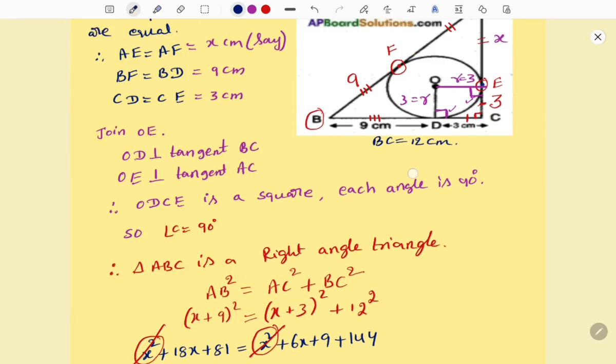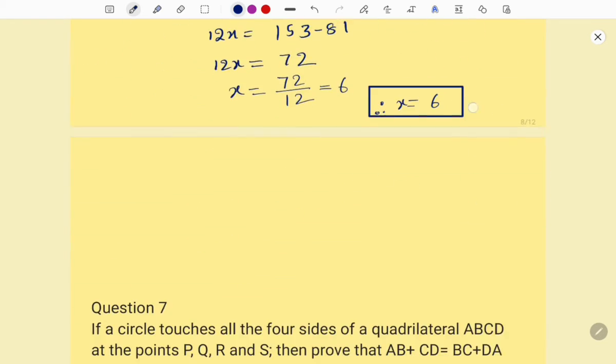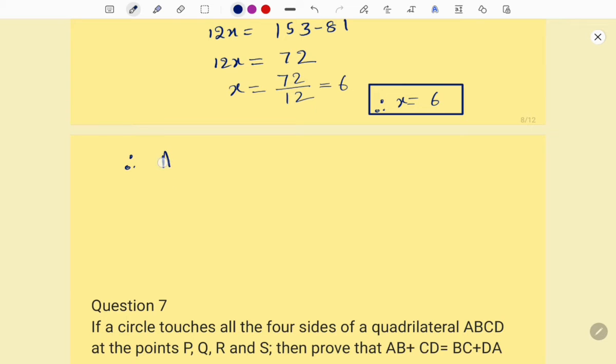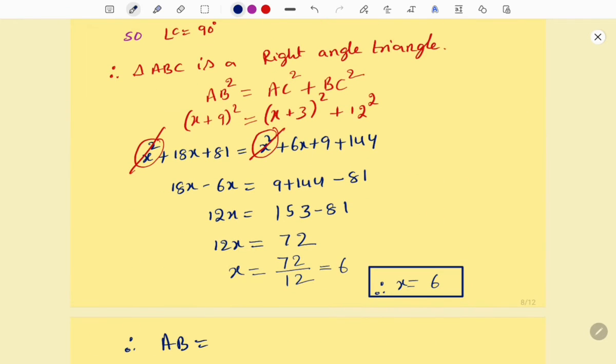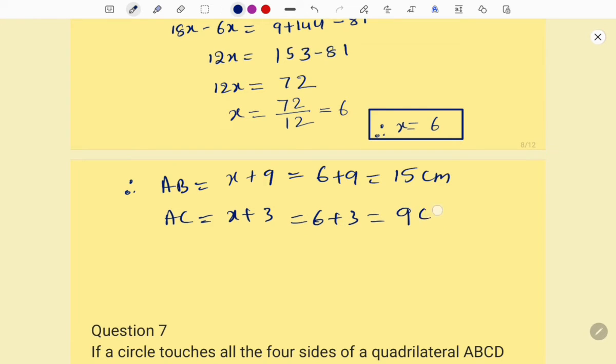Now, in the question, he asked to find AB and AC. We know that AB is equal to x plus 9, and AC is equal to x plus 3. Here x is equal to 6, so 6 plus 9 is equal to 15 centimeters. And 6 plus 3 is equal to 9 centimeters. I hope all of this is understood.